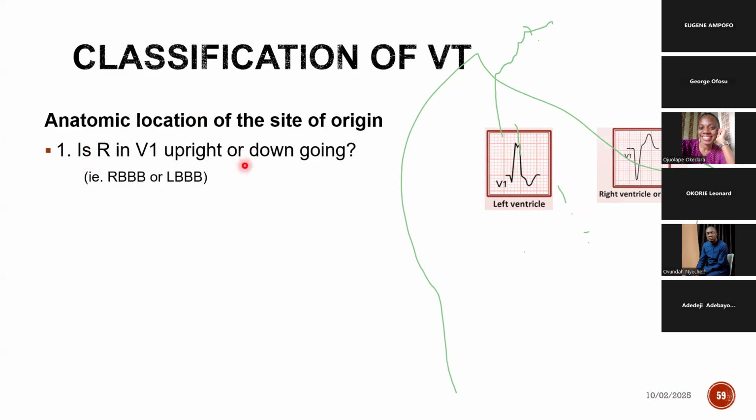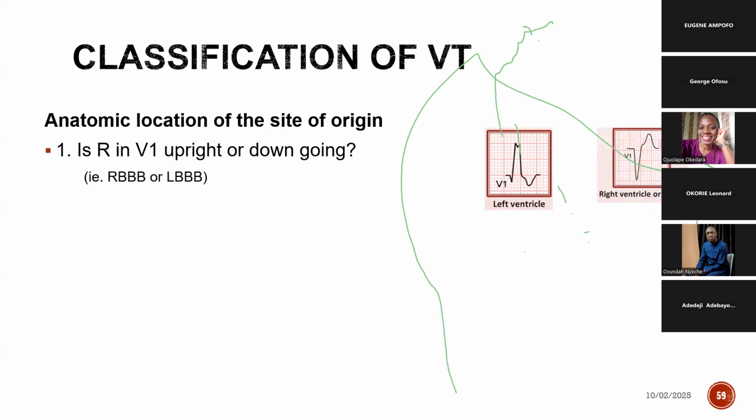So if you look at V1, if the QRS is more positive in V1, that gives a right bundle branch block morphology. It will mean that the lesion is most likely in the left ventricle. So a lesion in the left ventricle will first depolarize the left ventricle before depolarizing the right ventricle, giving a right bundle branch block morphology.